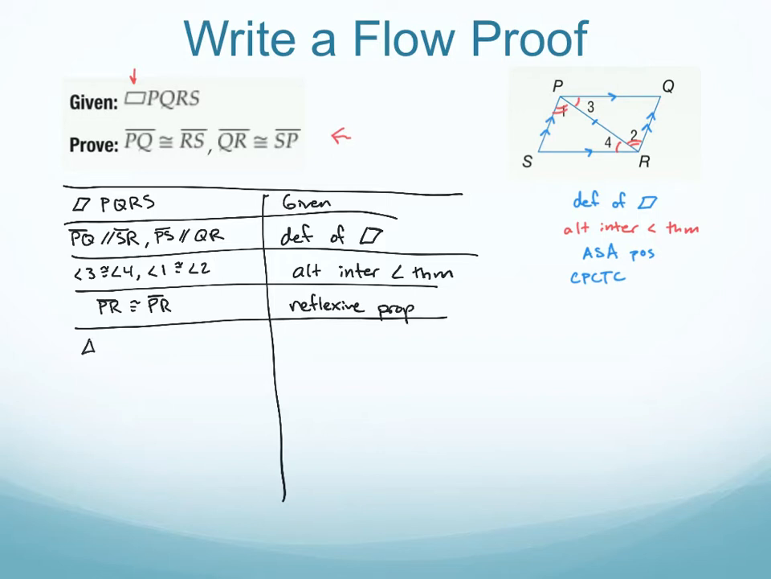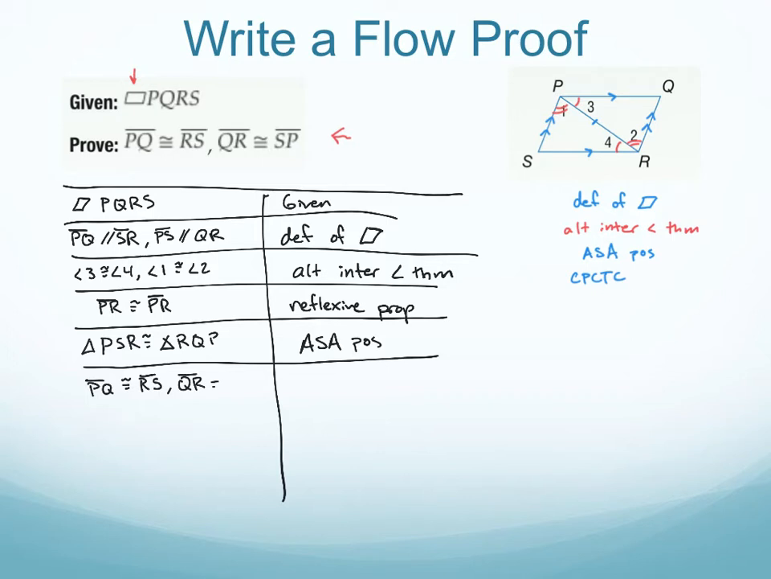And then I can say that triangle PSR is congruent to triangle RQP. Make sure your angles match up due to the ASA postulate. And then finally I can go to my proof and say that PQ is congruent to RS and that QR is congruent to SP because of CPCTC.